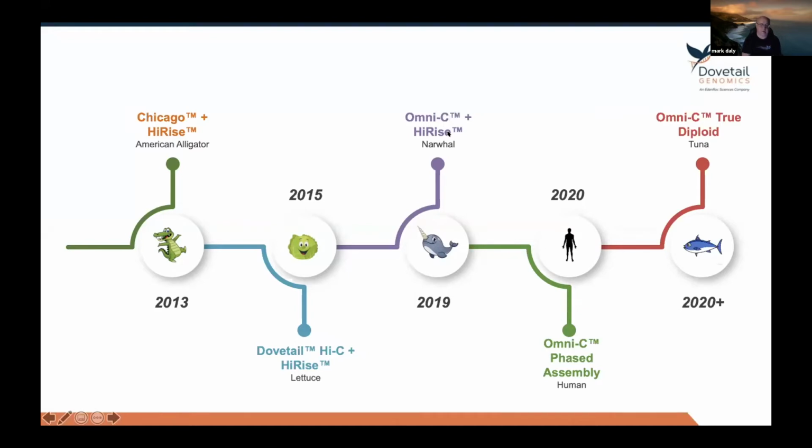We're still using HiRise, and we worked on the narwhal. That was one of our first projects. Then this year, we're now launching phased assemblies. We've successfully phased human assemblies using OmniC. And finally, 2020 and beyond, we're hoping to move this into true diploid assembly. We successfully assembled the tuna; both maternal and paternal chromosomes were separated and assembled independently.